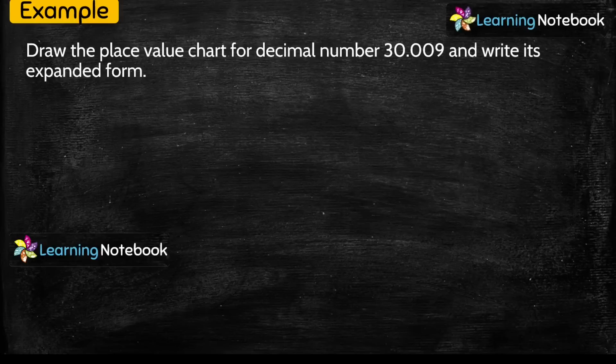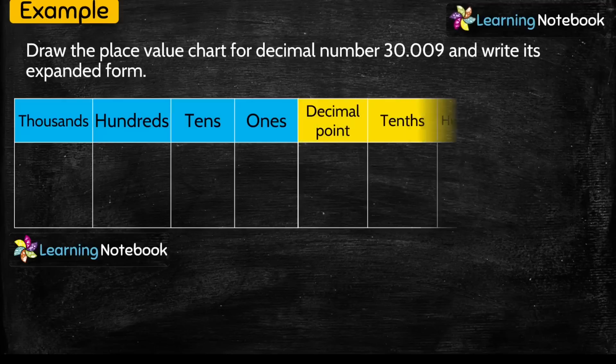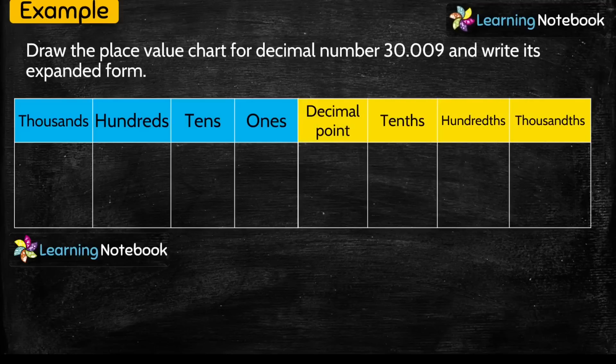Now let's draw the place value chart and first represent the whole number part of this decimal number. Whole number part is 30. So we will write 0 at ones place and 3 at tens place. Then we will put a decimal point.